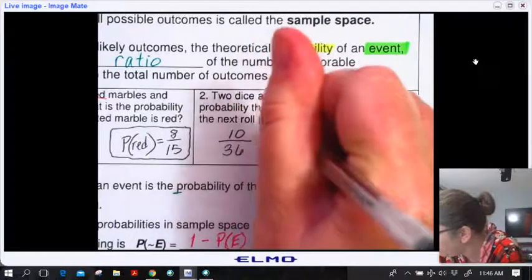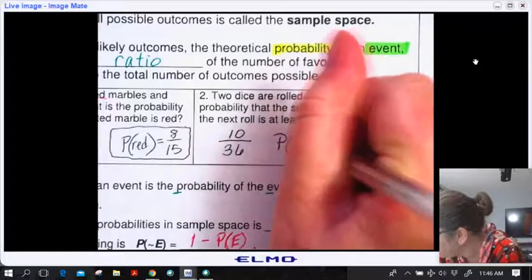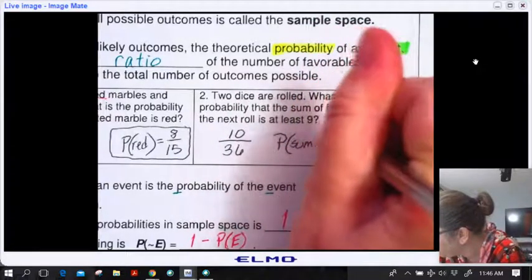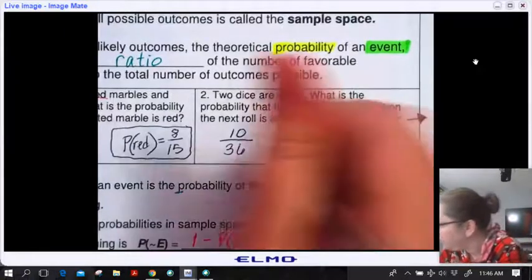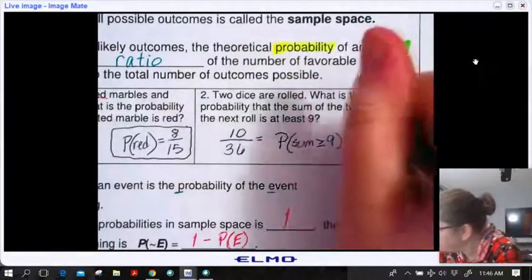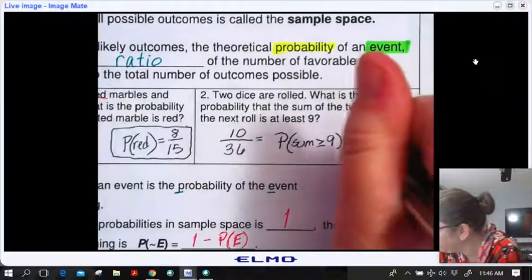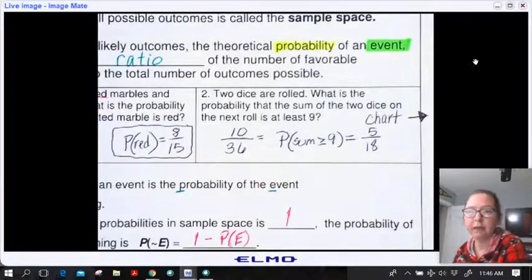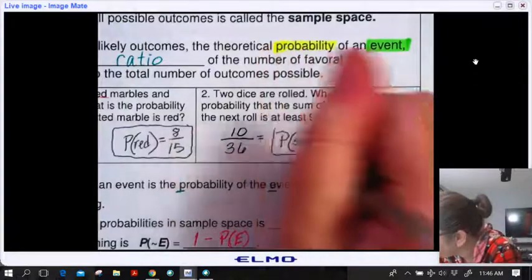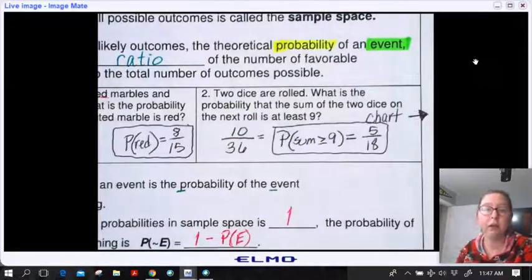The probability of a sum greater than or equal to 9 equals, and then I'm going to reduce this fraction, 10 over 36, which is the same as 5 out of 18. All right, and that is my answer. If you need to jot down that chart that I showed, I encourage you to do that. It can be really helpful.